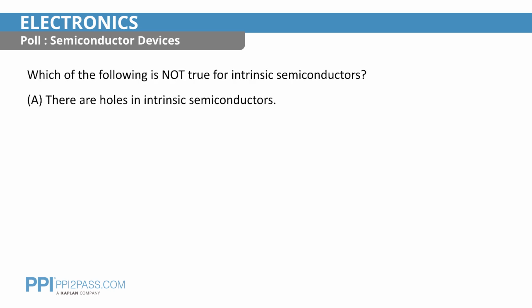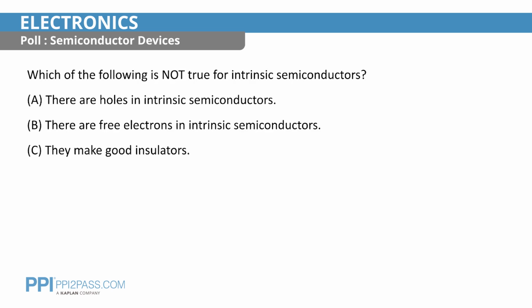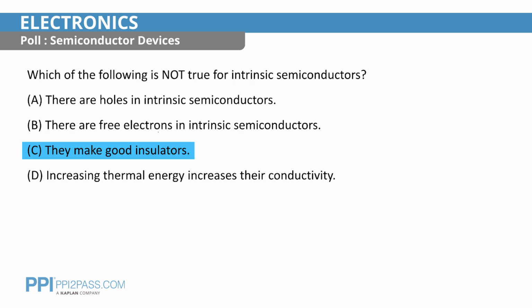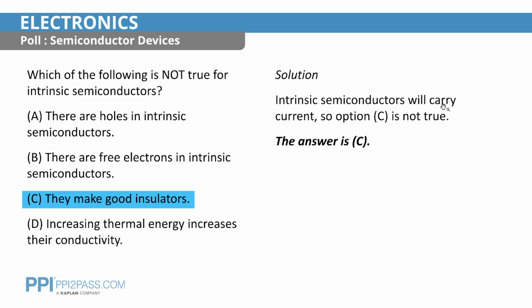Which of the following is not true for intrinsic semiconductors? A, there are holes in intrinsic semiconductors. B, there are free electrons in intrinsic semiconductors. C, they make good insulators. D, increasing thermal energy increases their conductivity. Of course, the answer is C. They're not good insulators because they're carrying current. Intrinsic semiconductors will carry current, so option C is not true.